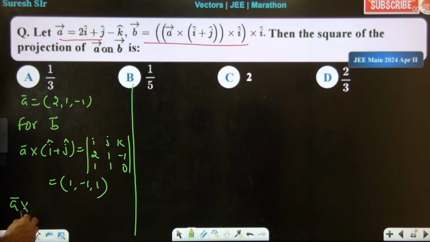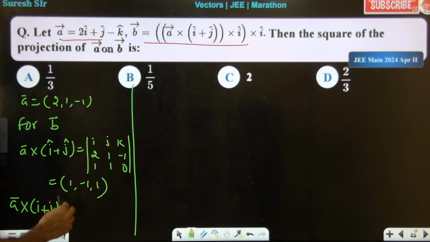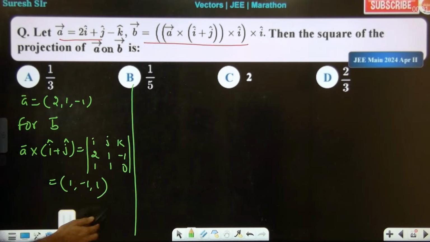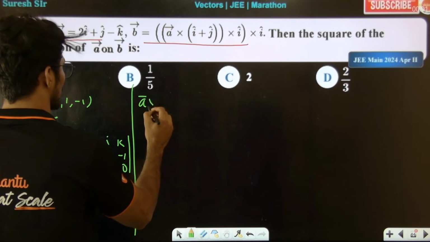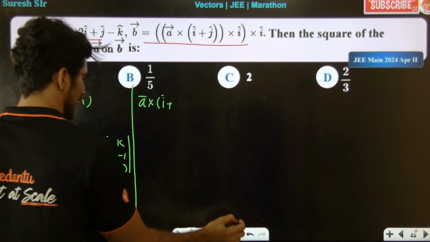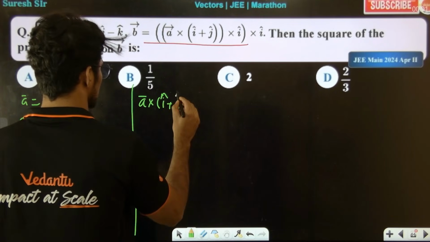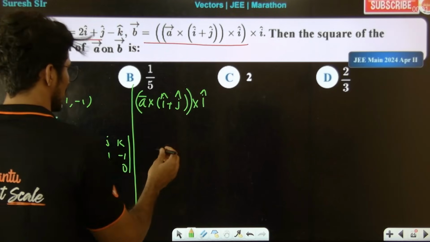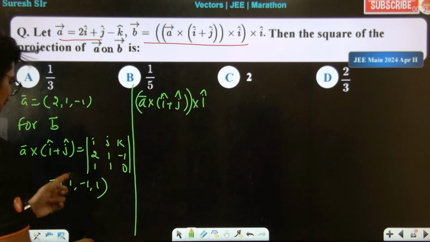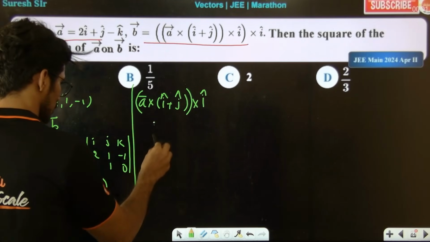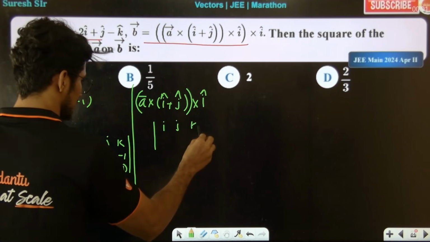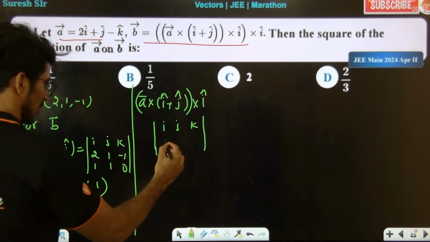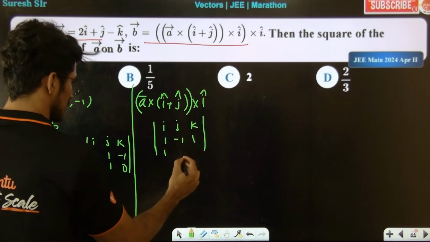Next, what I am going to do is (A cross (I plus J)) cross I. So let me write here: the next A vector cross I cap plus J cap, cross I cap. So we got this answer, 1 minus 1 1. First I J K as it is, then 1 minus 1 1, and the I components 1 0 0.